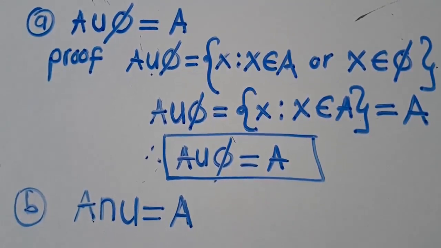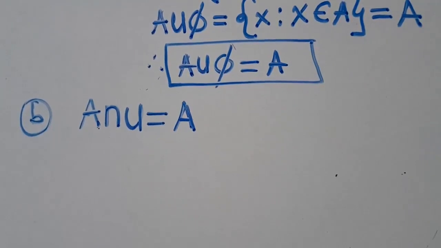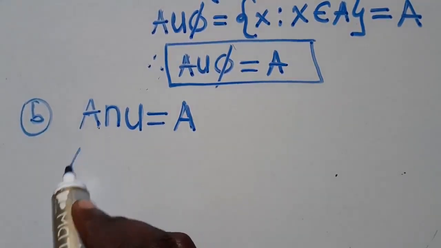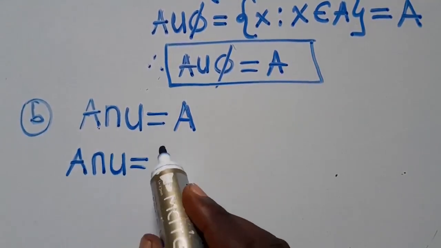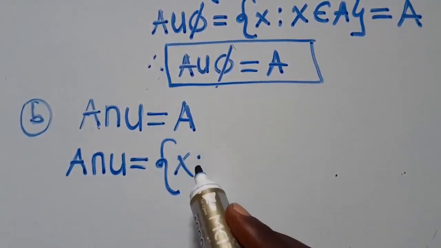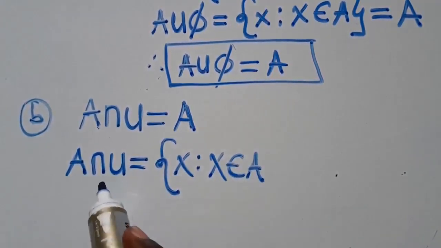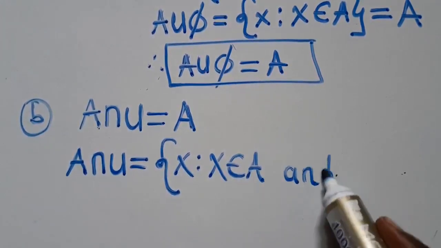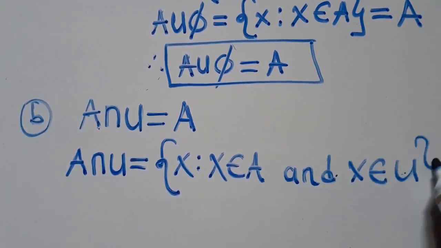How can you prove this? I'm going to teach you how you can prove this one. The way we get to prove this one is where you say that A intersection universal set is equal to X such that X is a member of A. Intersection means and. You say and X is a member of what? The universal set.